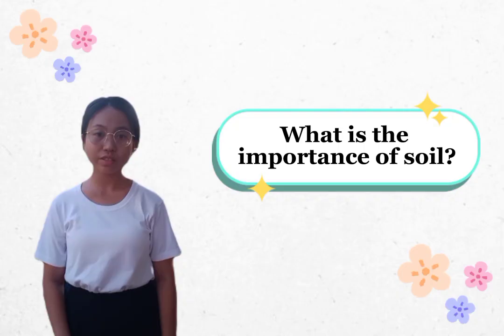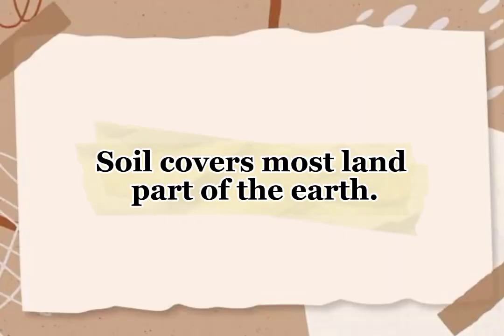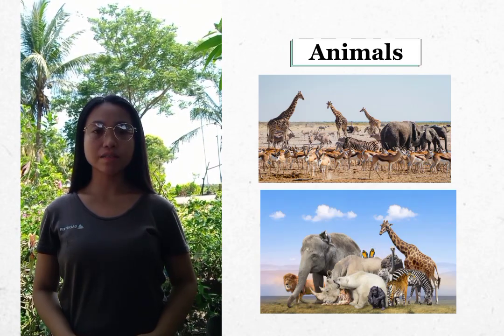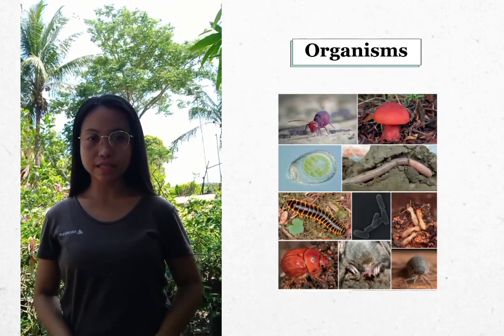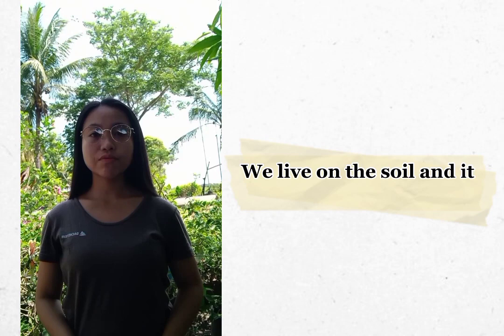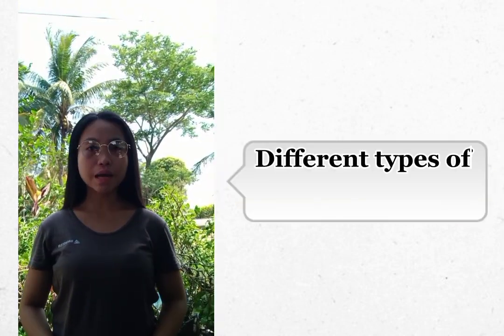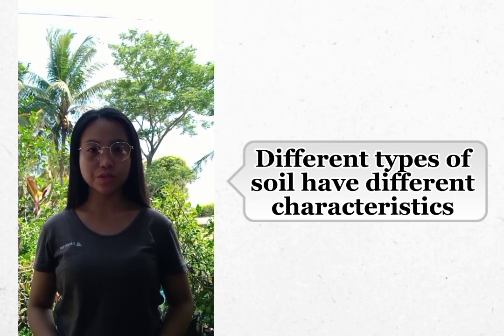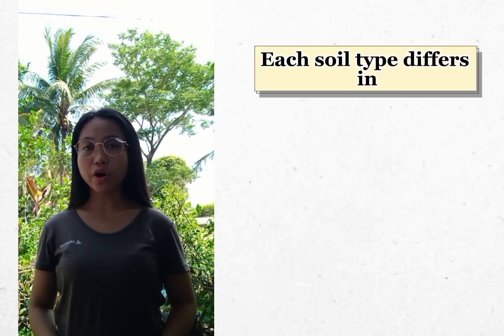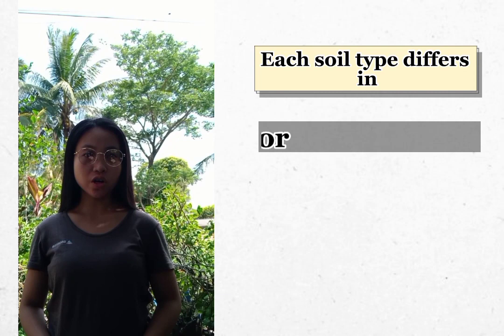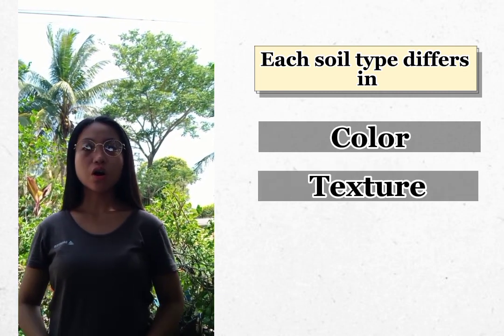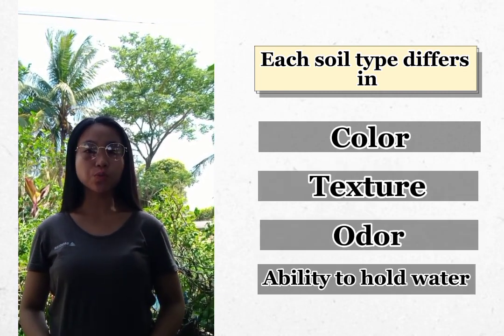What is soil? What is the importance of soil? Soil covers most land part of the earth. You find plants, animals, houses, and other organisms on the soil. We live on the soil and it helps us in many ways. Different types of soil have different characteristics. Each soil type differs in color, texture, odor, and its ability to hold water.